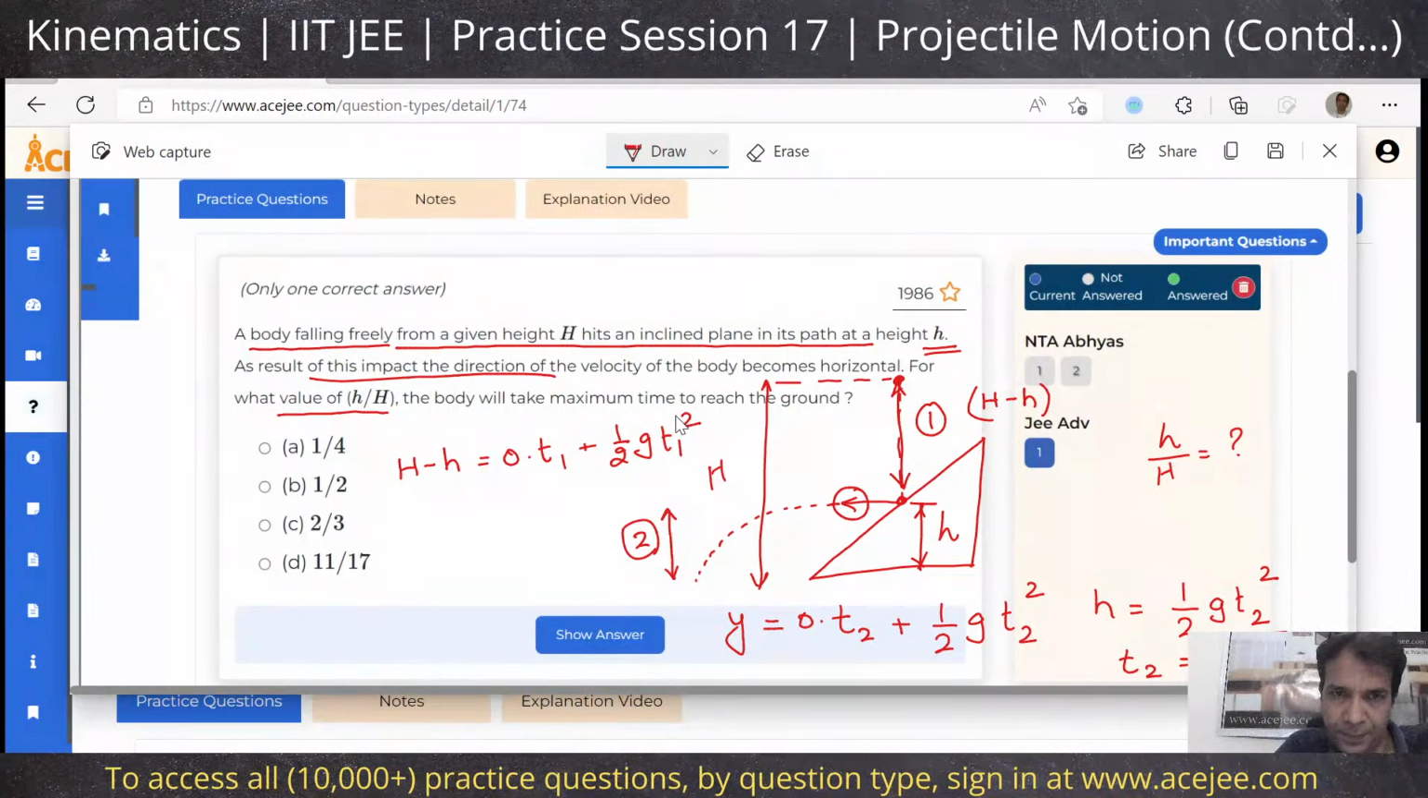Is that right, Peter? So h minus h square root 2 by g is equals to t1.